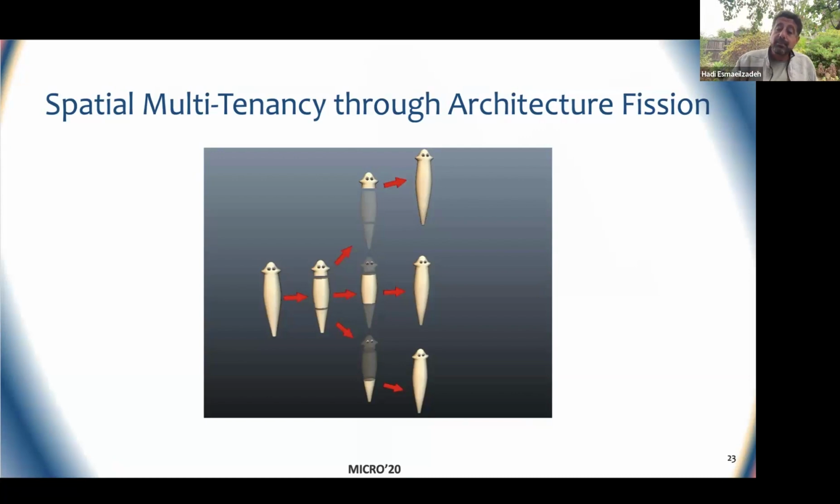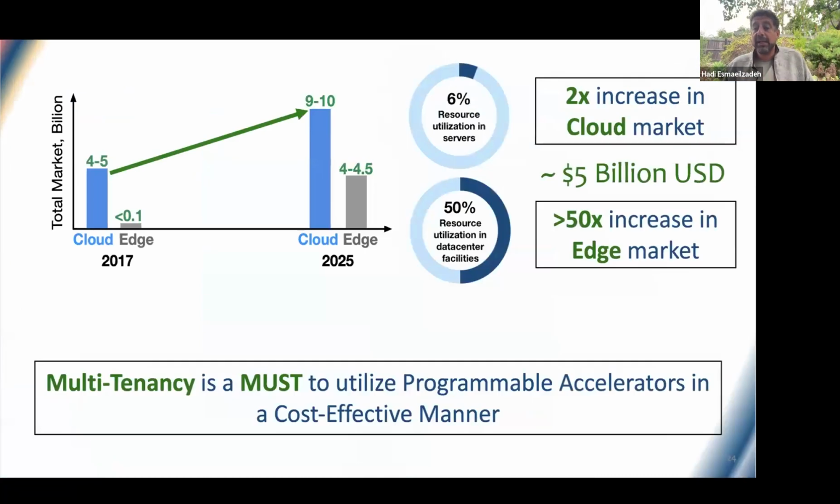But what is the issue? The issue is that the predictions, and this is coming from McKinsey and Co., between 2017 and 2025, which we're almost there, right, are that we're going to double the market on the cloud, and we're going to increase the edge market by 50x, and that's both around a $5 billion market in terms of the utilization of accelerators.